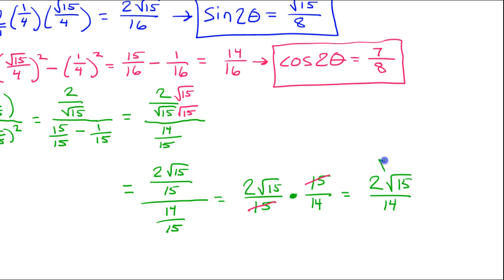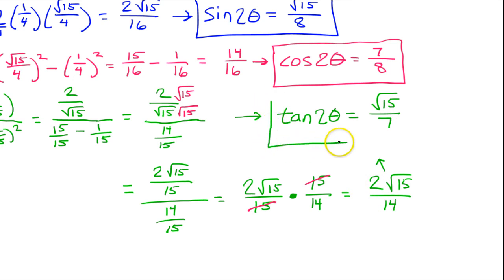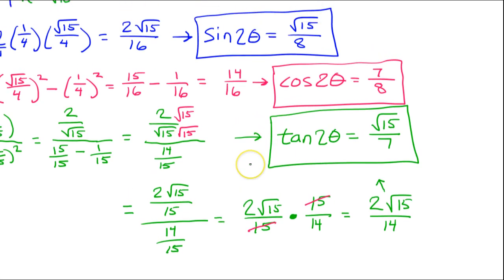Okay, so I'm just going to put the answer sort of up here where it goes. Alright, so tangent of 2 theta equals, and just reducing this, it will be radical 15 over 7, because 2 goes into 14 7 times. Alright, and that is it.